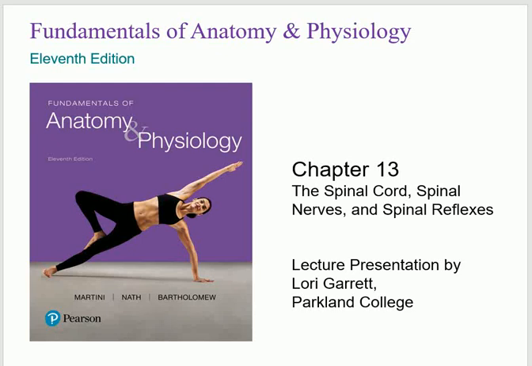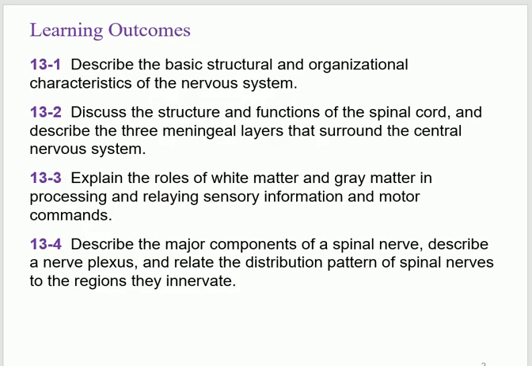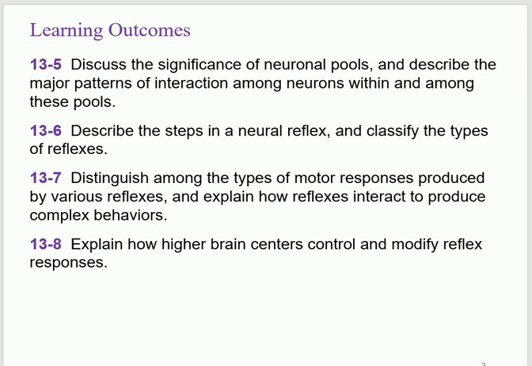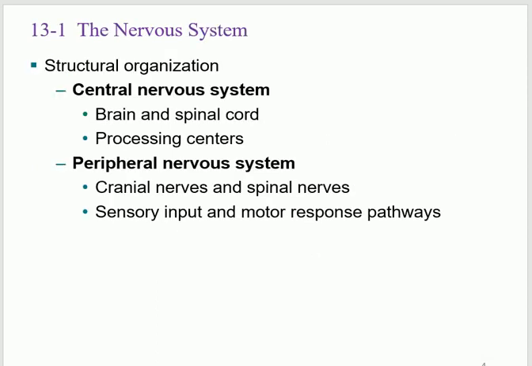Chapter 13 is mainly spinal cord. And these are the outcomes as usual. We're going to talk about the details of the spinal cord, including the arrangement, the function, the covers, and reflexes and other things. So remember, we talked about the structural organization or the anatomical division of the nervous system.